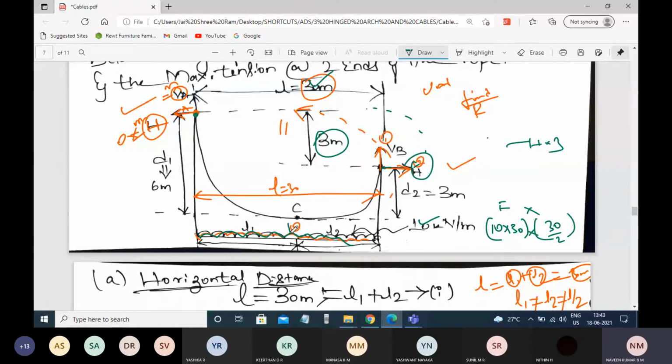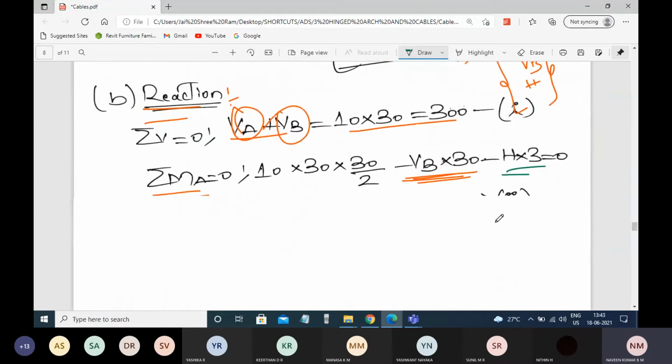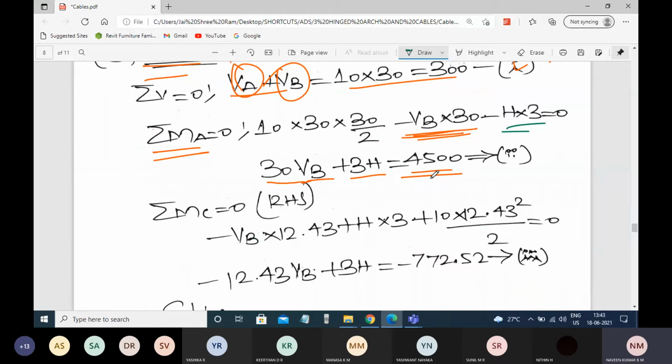And again, you just check the rotation of this particular force. It has to rotate like this to reach A. Understood? So the rotation is clockwise, so positive. So plus 10 times 30 times 30 divided by 2. If I simplify this, you'll get 30 times VB plus 3 times H equals 4500. So you have two unknowns.